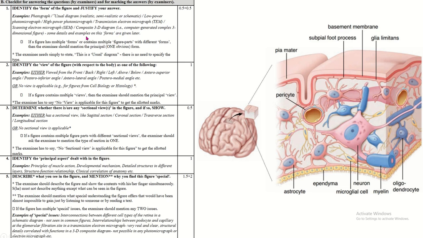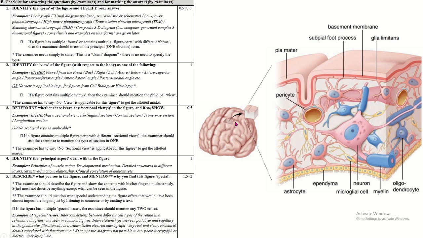And this is the form. So this is the usual diagram, and the justification of the answer is that it is not taken by a camera. It is a drawing done by a human or by computer software. So this is a usual diagram, and next is the view of this figure. You have to identify the view of the figure. It's taken from the front, back, right or left.